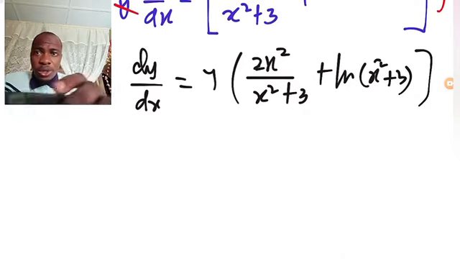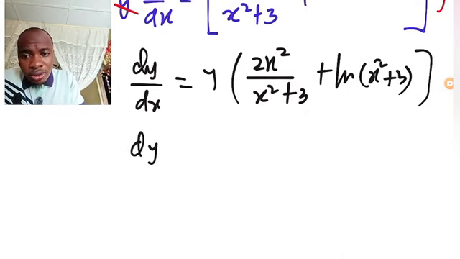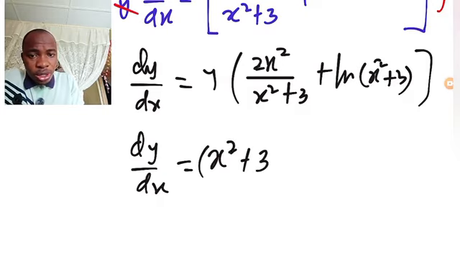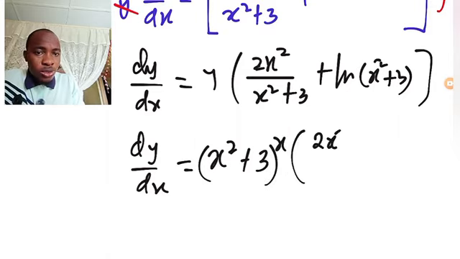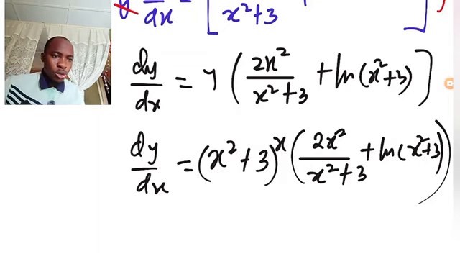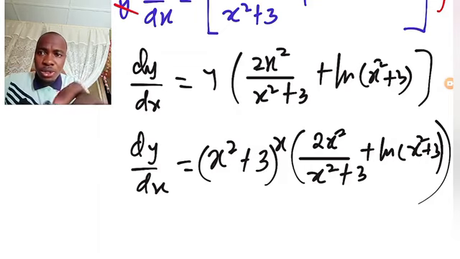So we have dy/dx equals y, which is (x squared plus 3) all to the power of x, times the bracket: 2x squared over x squared plus 3, plus ln of (x squared plus 3). And that becomes our solution. You understand? That becomes our solution.